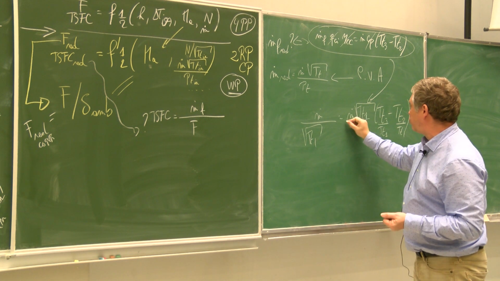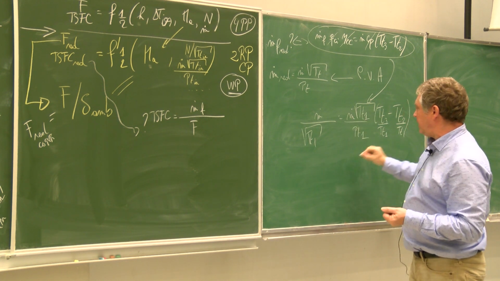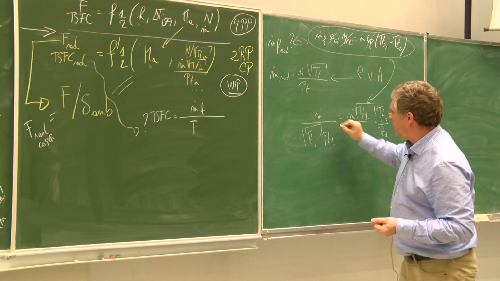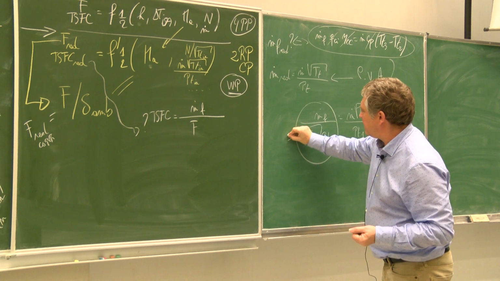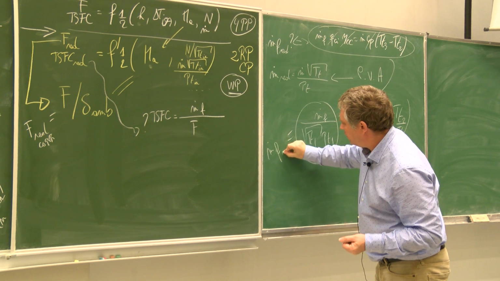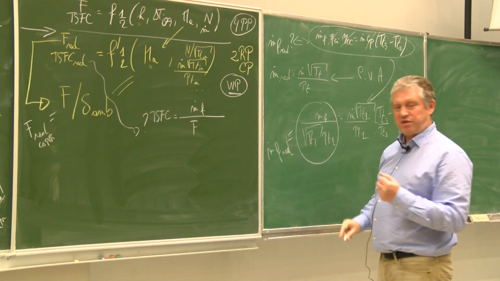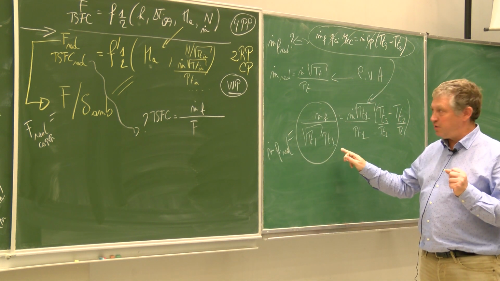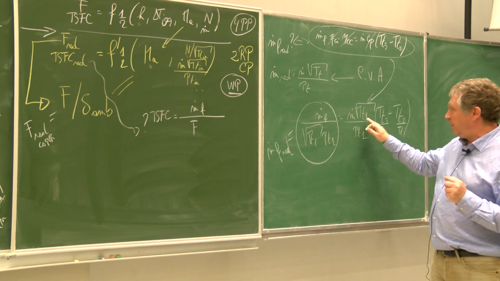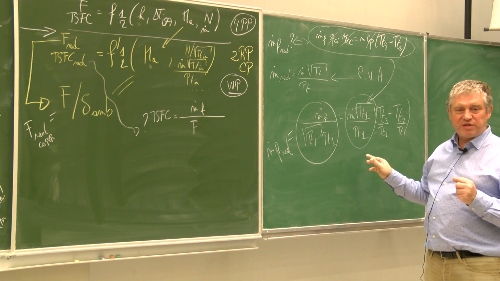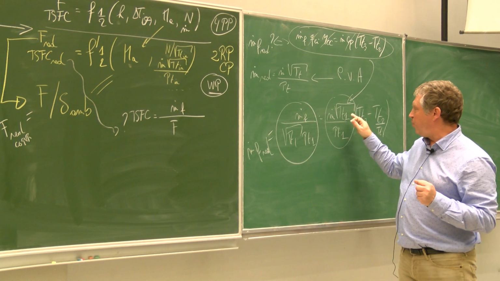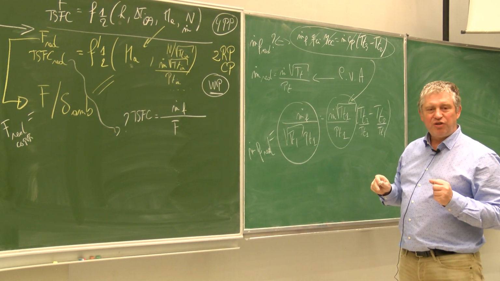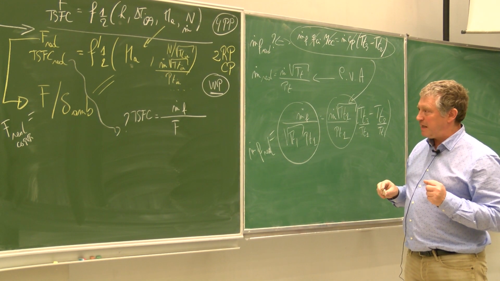And I need also to have PT1 here. This is m dot f, this is m dot f reduced. You see, m dot f reduced is not equal to the m dot reduced. It's not the same. You have the square root in the numerator and here the square root in the denominator.